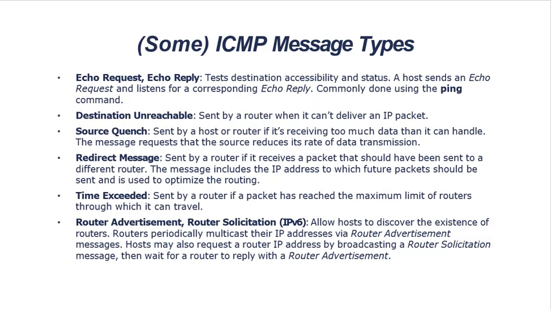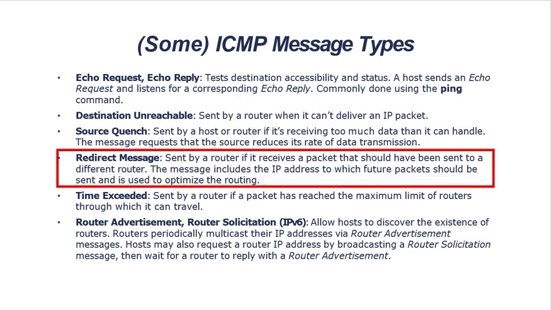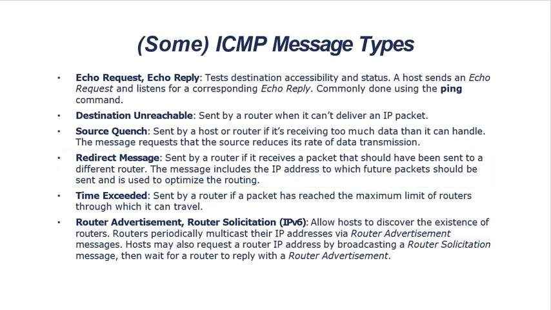The next ICMP message type is the redirect message, and this is sent by a router if it believes that the packet should be sent to a different router than itself. So what it will do is send a message back to the router or the device that sent it, and it'll include the IP address of the router to which it thinks future packets should be sent. And the whole point of this is to optimize routing. So if for some reason it's taking a suboptimal route, this will help optimize the routing.